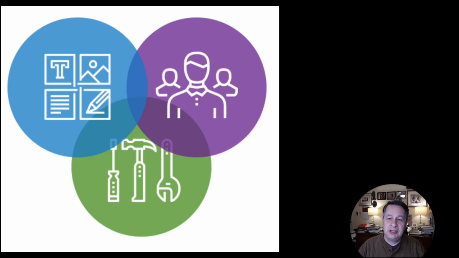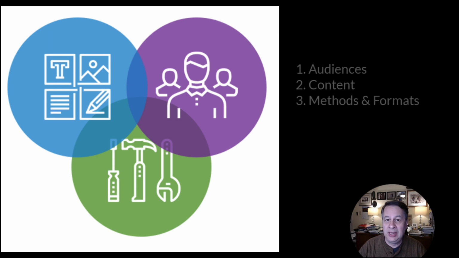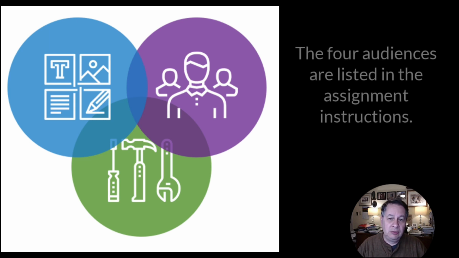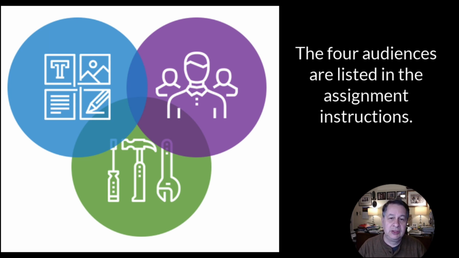The first step is assembling all of the elements you need for your interpretation. We previously discussed that interpretation consists of three core elements: audiences, content, and methods and formats. In this assignment, you have a choice of 4 audiences, which are ones you will typically encounter at historic sites and house museums. Your choice will affect everything else because different audiences have different interests, motivations, and knowledge, and that will affect your choices for the content.